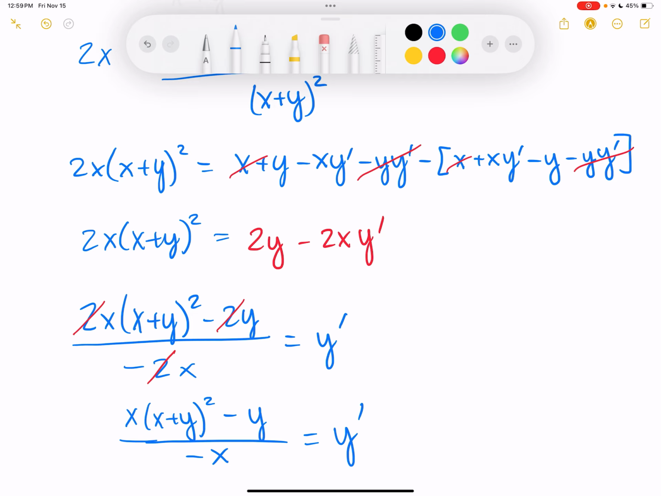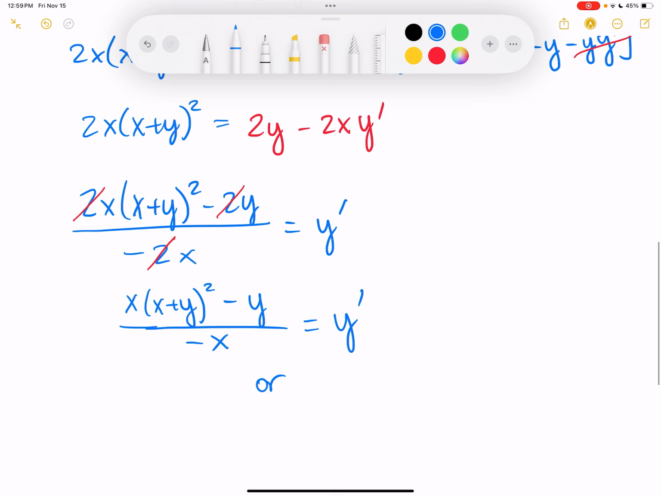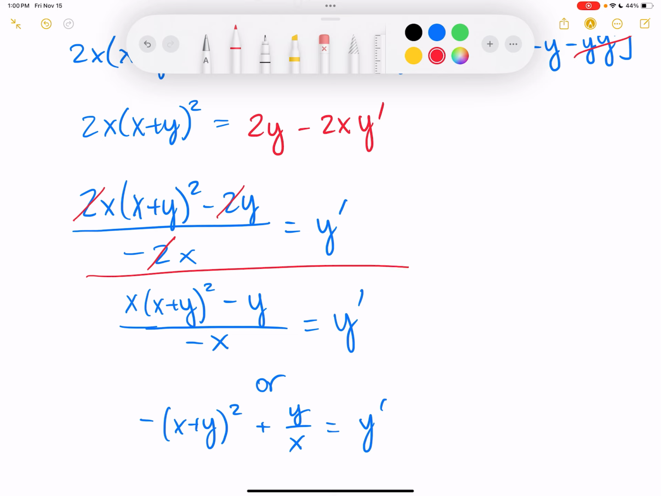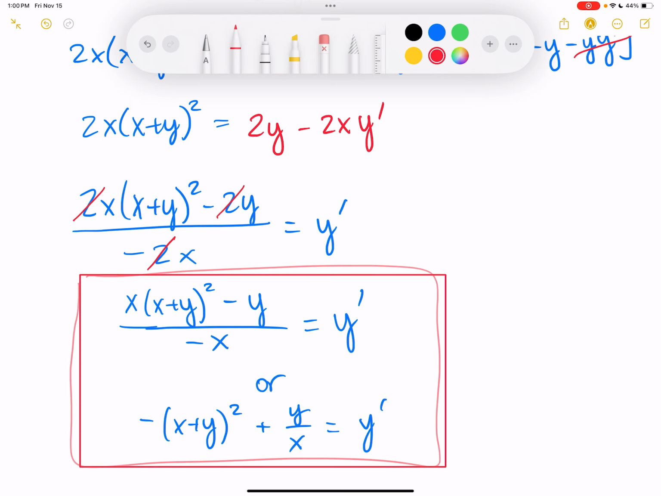You can either leave it here, or the book is going to take this answer and split it into 2 separate fractions. So you would end up with negative (x plus y) squared plus y over x equals y prime. So either of those things would be fine for how to write it, if you want to leave it as one whole thing or split it up.